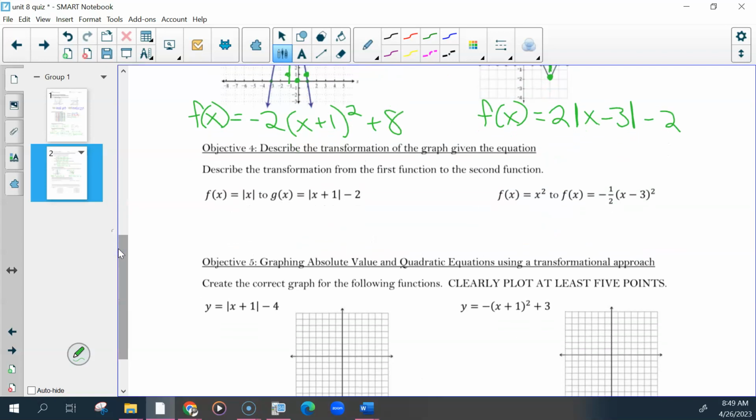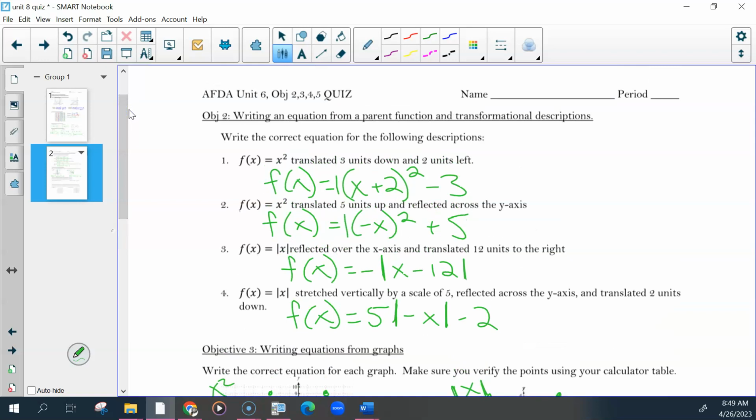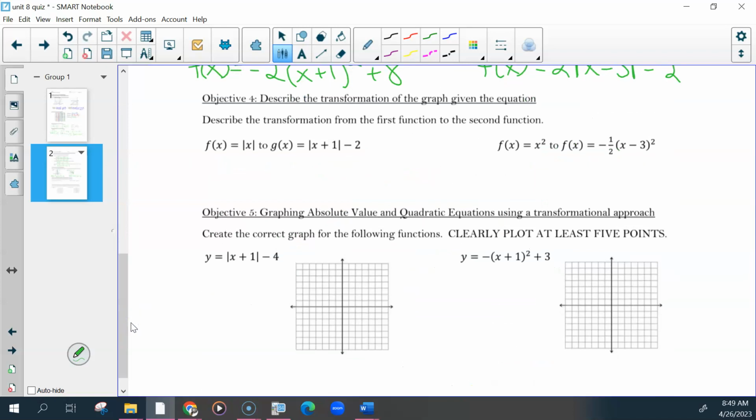Objective 4 was just describing your transformations, and you could have used either set of wording, the wording that was given to you in the second objective: translated, reflected, stretched, or compressed. Or you could have used shifted, still reflected, stretched, or compressed. So for this one, there were only 2 things. There was a horizontal shift and a vertical shift. So you could put horizontal shift left 1, or that it translated left 1 horizontally, and then a vertical shift down 2.